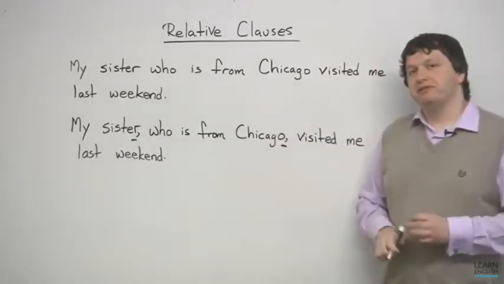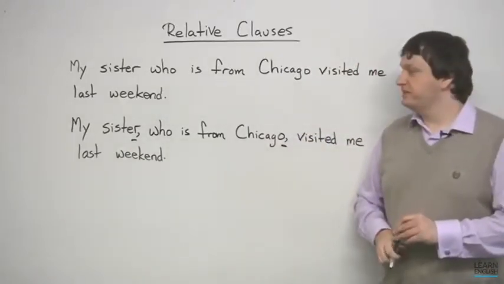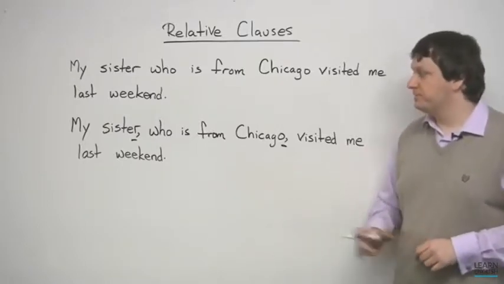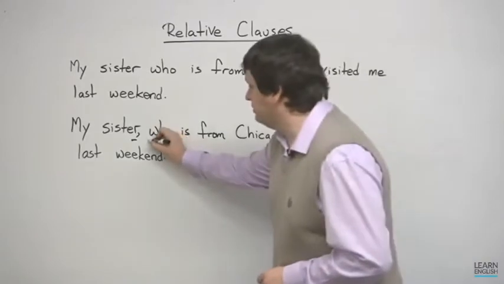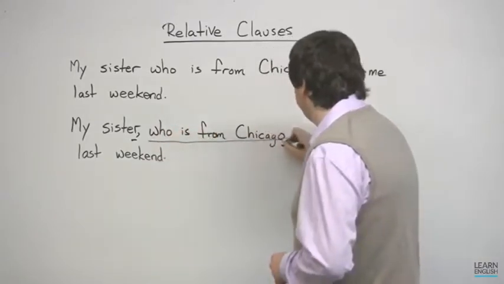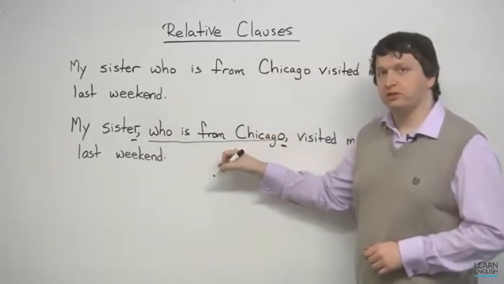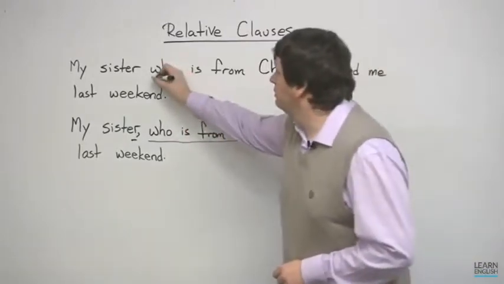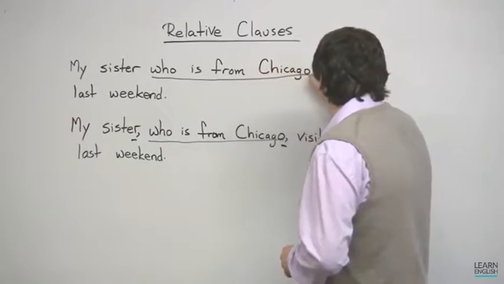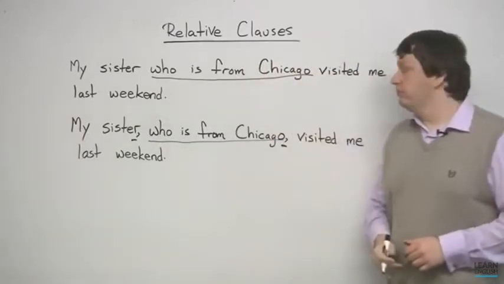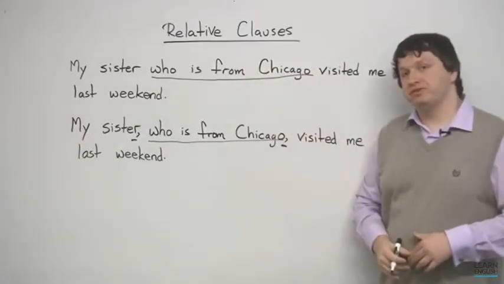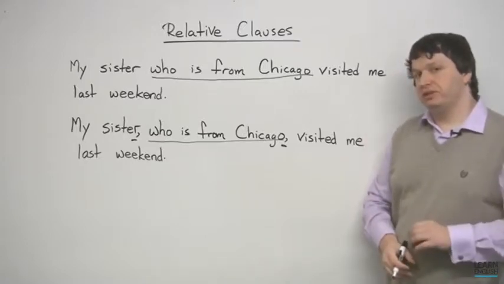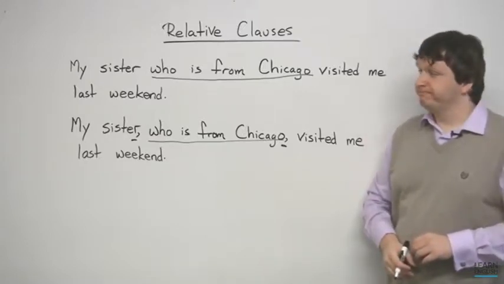Is there a difference in meaning between these two sentences when we put commas in this relative clause? So this is the relative clause. My sister, who is from Chicago, you are giving more information about your sister, just like you're giving more information about your sister here. What is the difference in meaning between these two sentences?